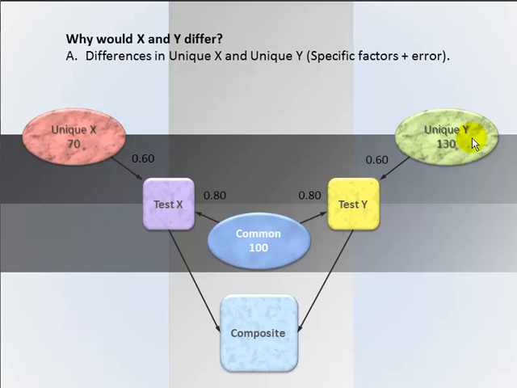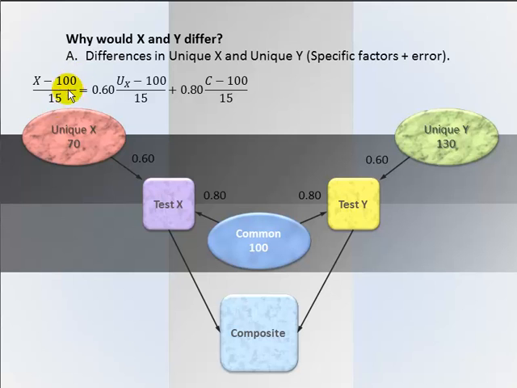About 2 in 1,000 cases you'll get this particular combination, and then 2 in 1,000 cases you'll get the reverse score. This is 130 and that's 70. That is, 1 in 200 cases you'll get a discrepancy this large. So if the unique component of X is 70 and the common score is 100, what is the score for test X? Well, we're going to use this equation.